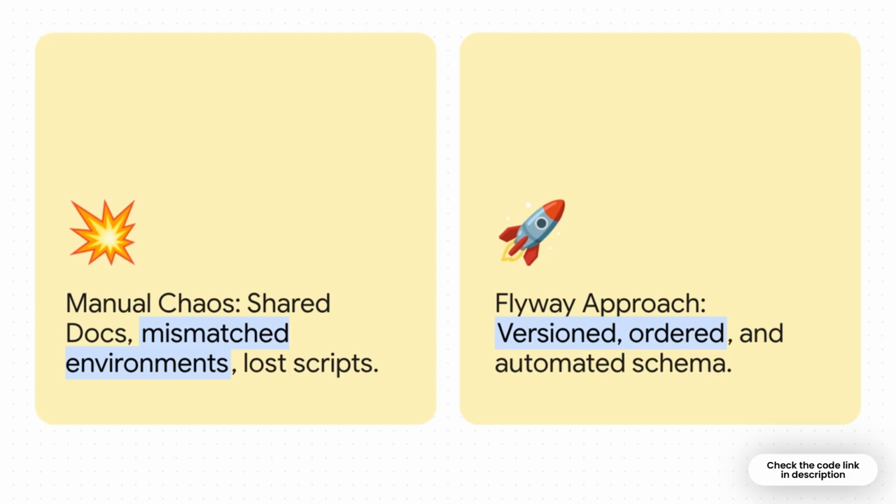For a lot of teams, this kind of manual chaos is literally the norm. Their only documentation is a shared Google Doc filled with raw SQL snippets and maybe a vague note that says, run this sometime in Q3. All it takes is one missed script to bring down production.